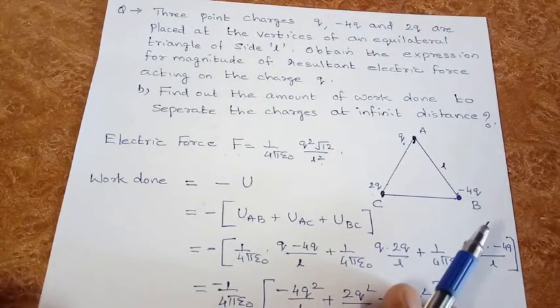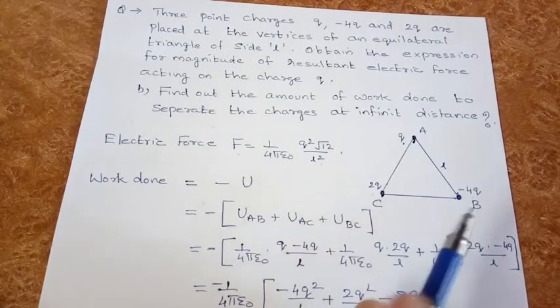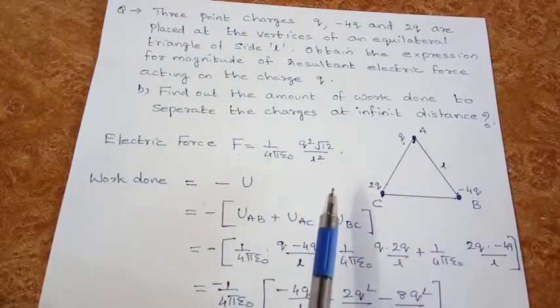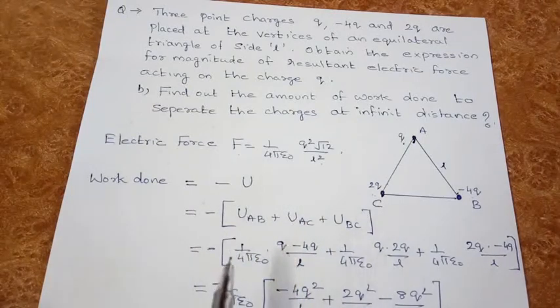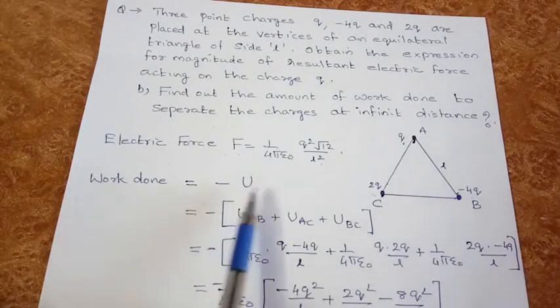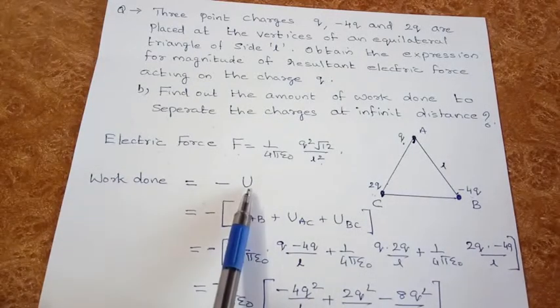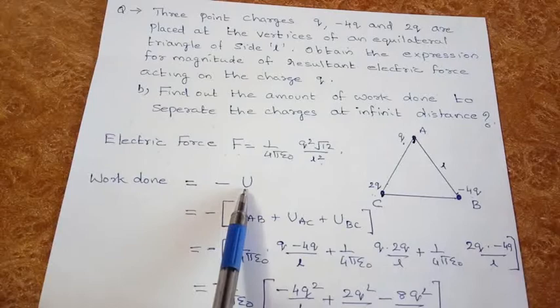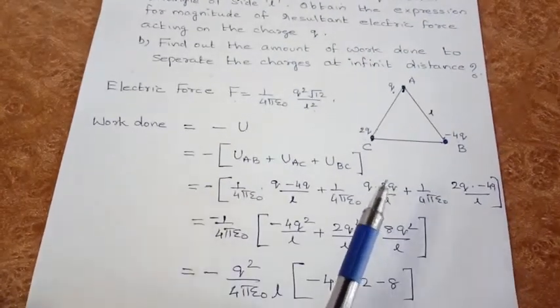So actually, what is the potential energy? The potential energy is the amount of work done to assemble the charges at these distances from infinity. So potential energy is the amount of work done to assemble a system of charges. Now, what is the work needed to separate the charges into infinite distances? That will be equal to negative of potential energy. Potential energy is the work needed to assemble the charges from infinite separation, and the work needed to separate the charges to infinity will be the negative of potential energy. So we have to find out the negative of total potential energy.